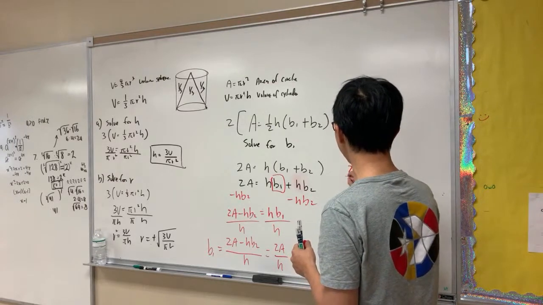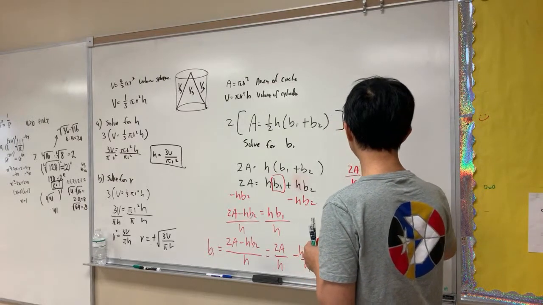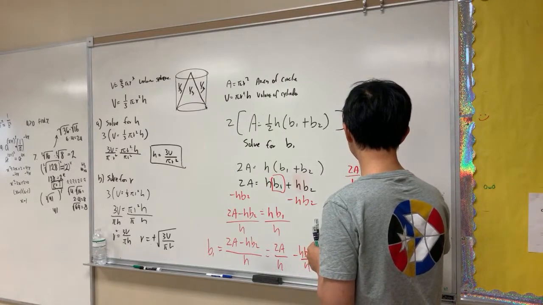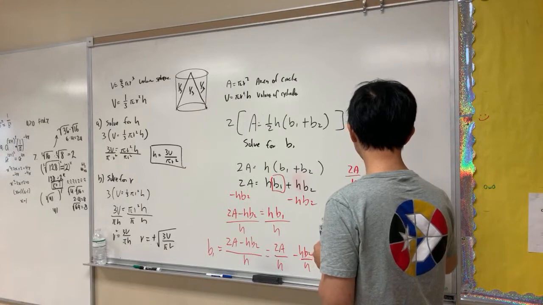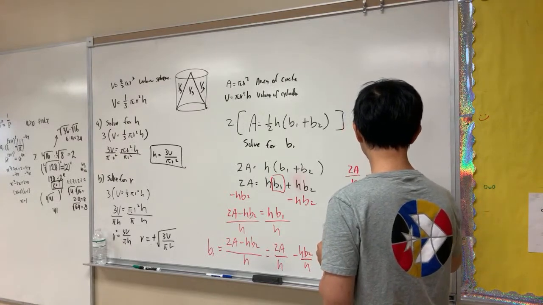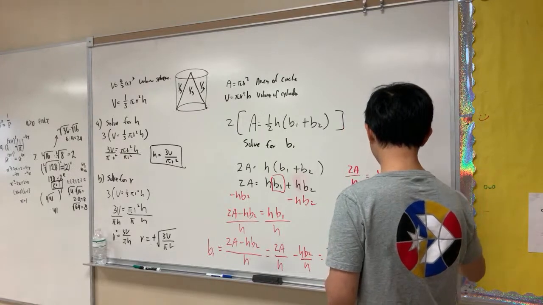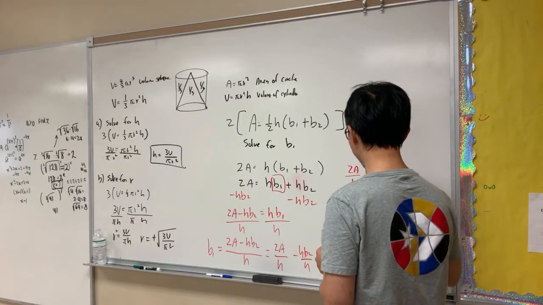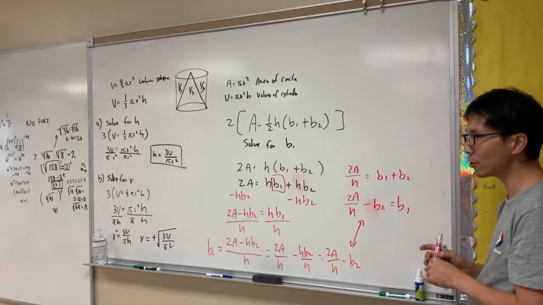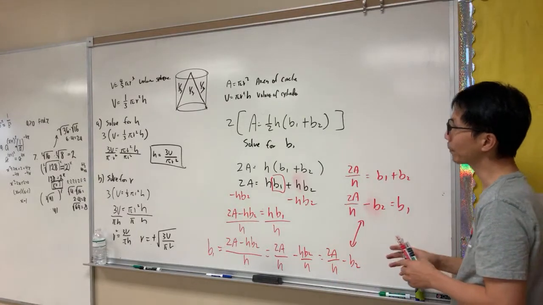This is a second way that people prefer to do, which I don't prefer. It's going to be 2a over h is equal to b1 plus b2. And I'm going to subtract the b2 over. It seems like so much less, but it works on this question. But it doesn't work with the next question. Minus b2 is equal to b1, which is the same answer as this one. It seems much shorter, yes, but it's not the most efficient. It doesn't work for all problems.